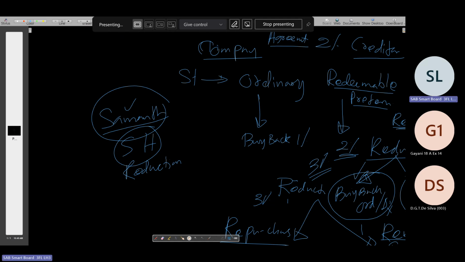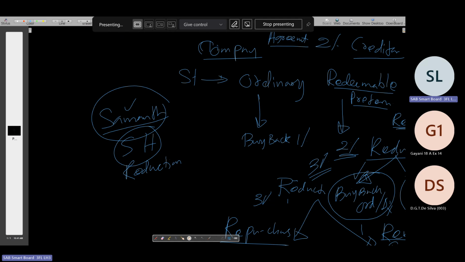What is the relief available to this person, a single person who opposed the special resolution with regard to reduction of stated capital? What is the relief available to this party?